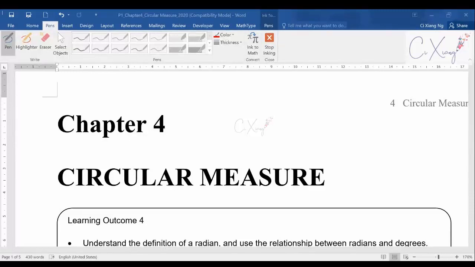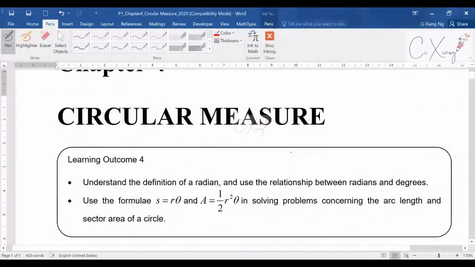Okay, so for this video, we are going to discuss all the details for circular measure, like our chapter 4. In the previous video, we already learned some very common formulas and also the rules that we are going to use in this chapter. For this chapter, mainly we are going to cover how to answer the application questions that they usually ask in the real exam. Alright, so let's have a look.